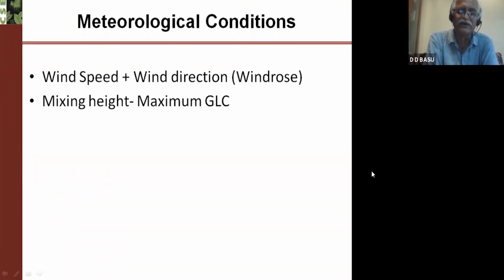So meteorological condition, wind speed and wind direction. This is given by the wind rose. And mixing height will tell the maximum GLC, that means ground level concentration. If a big source is there, where is the place the air quality monitoring station should be located to capture the maximum ground level concentration? And wind speed and wind direction, that is the wind rose given here, tell in which direction the pollutant is transported and at what speed. Next.